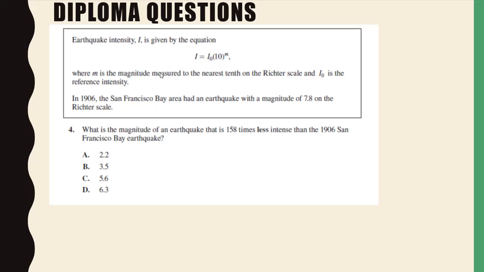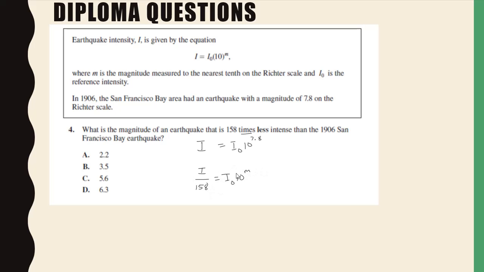I would start by making my initial equation here. So of this original earthquake, we have I, and we're equal to I sub O. We don't know what that is. We do know the magnitude, so it's 10 to the power of 7.8. Now we want to make these two equations relative to each other. So my second one is going to be whatever intensity this earthquake was divided by 158, because it's 158 times less. And the times there is key. That's why it's a division and not like a subtraction. And it's equal to I sub O and then 10 to the power of m.